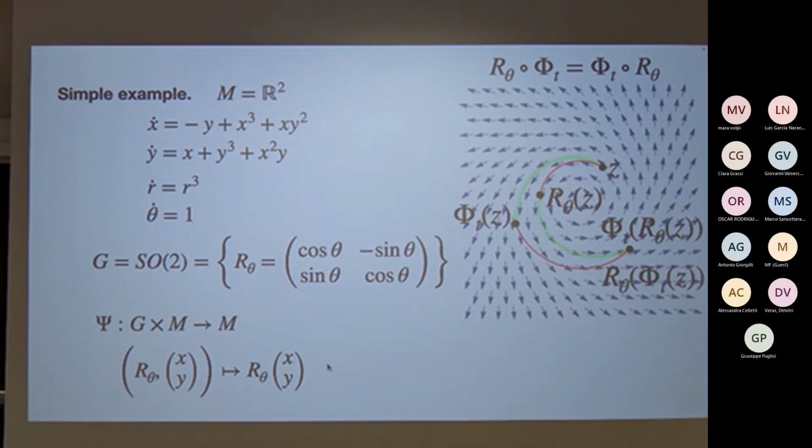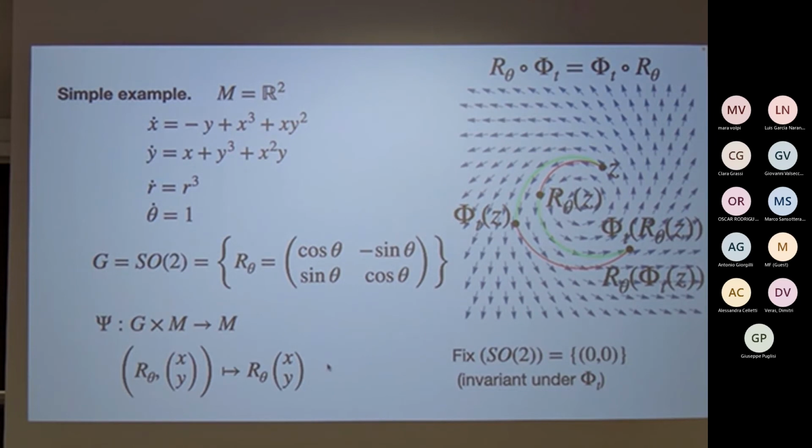Now, the action of SO(2) on the plane has a fixed point. The origin does not move around. And just for this reason, the origin has to be an equilibrium point of the system. So the set of fixed points of SO(2) is the origin. The origin has to be invariant under the flow, so it has to be an equilibrium point. This is an instance of a theorem that you've probably seen before.